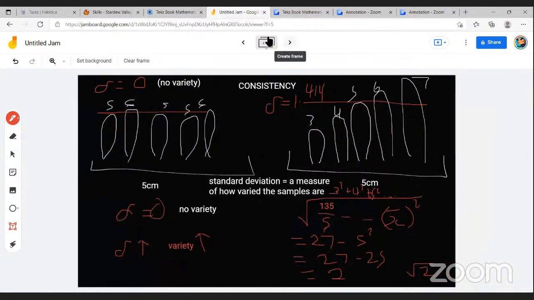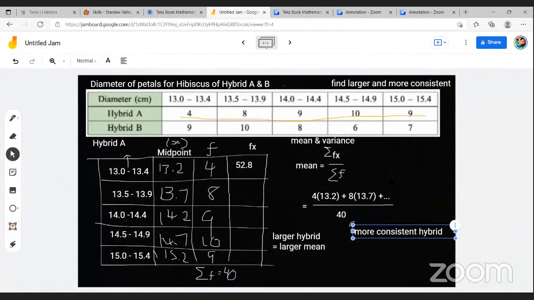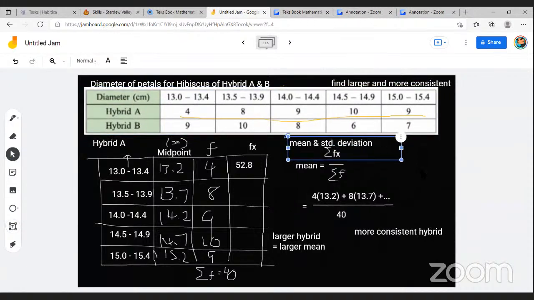Okay, I get it. All right. Okay, then. So how would you find a more consistent hybrid? I'm sorry, wait, this is not meant to be variance, this is standard deviation. So how would you find a more consistent hybrid? You compare both standard deviations, then you will see which is higher, then it's more consistent.